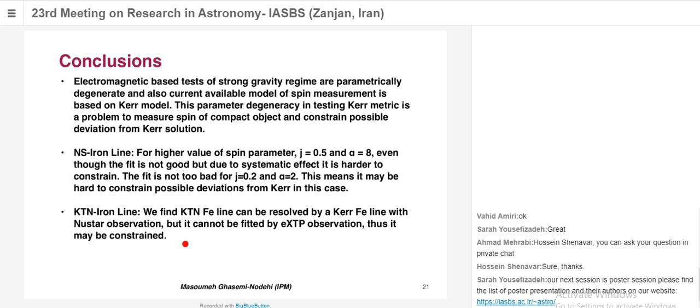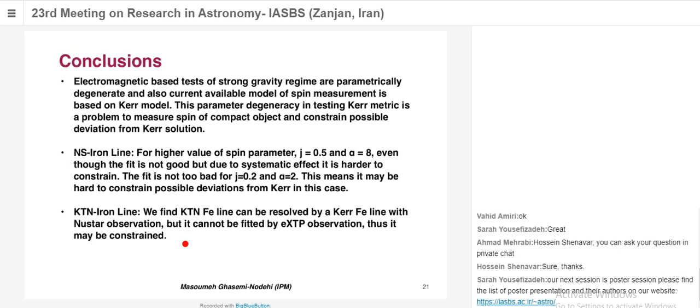For our neutron star iron line, for higher values of spin, such as 0.5 and alpha 8, even though the fit is not good, due to systematic effects it is harder to constrain it. The fit is not too bad for spin 0.2 and alpha 2. This means that it may be hard to constrain possible deviation from Kerr in this case.